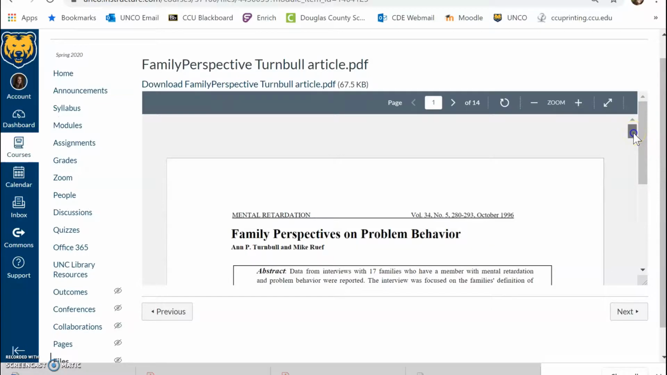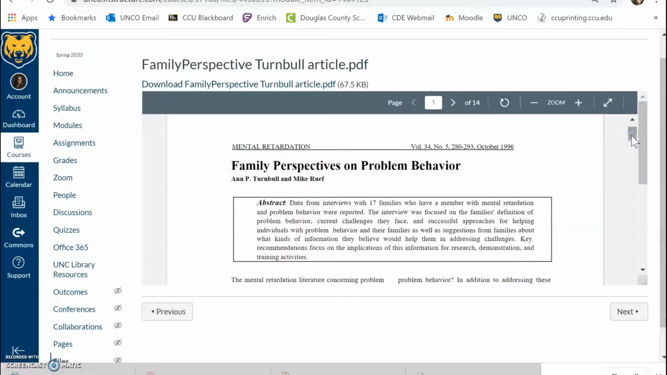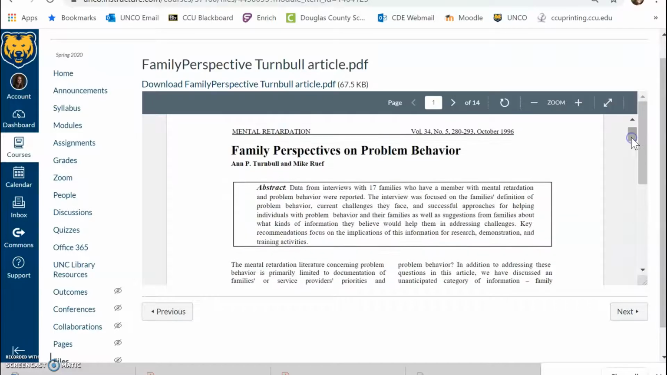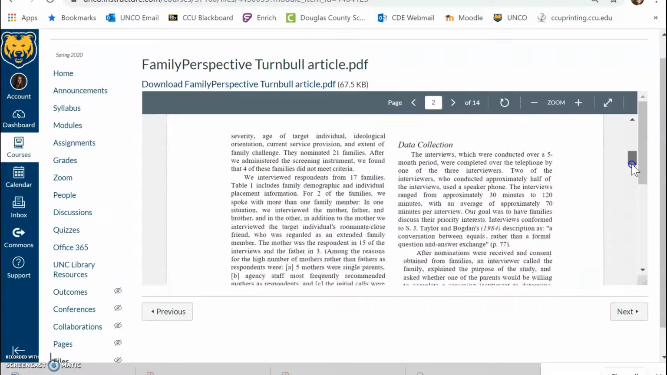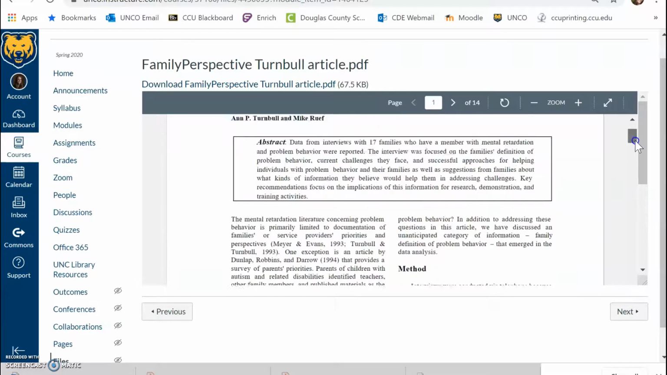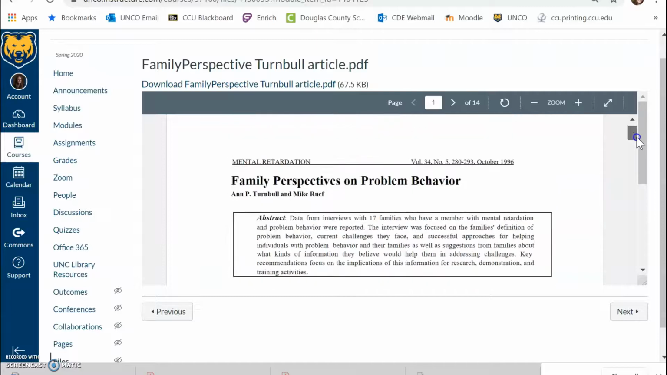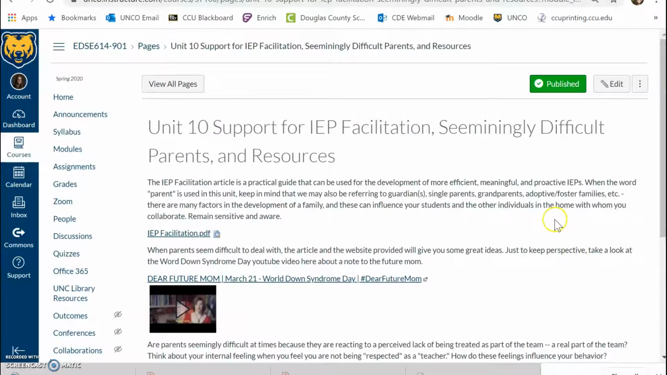This is an article that I want to make sure everybody reviews because it particularly focuses on behavior. And while it is an article from 1996, it is interesting to get that perspective from a couple decades ago and really understand the outcomes here. And a lot of it is still quite applicable. So please do review this study. And that'll be information on family perspectives regarding behavior.